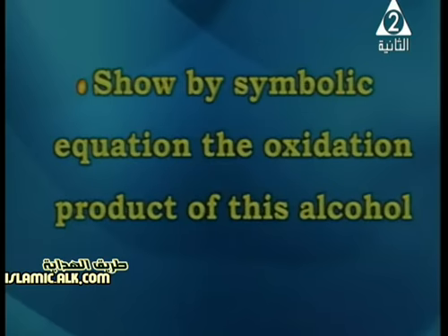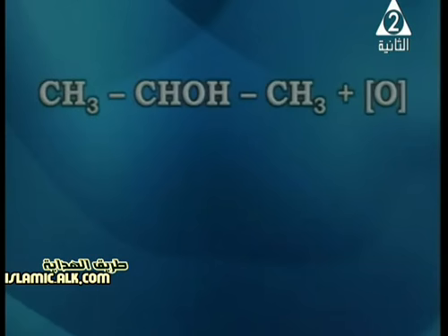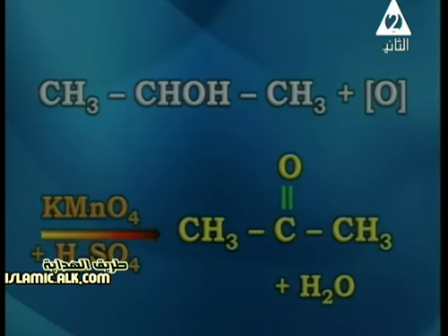Show by symbolic equations the oxidation of this alcohol. Here, as it is a secondary alcohol, the oxidation by atomic oxygen released from potassium permanganate acidified by sulfuric acid gives acetone, CH3COCH3, releasing water.